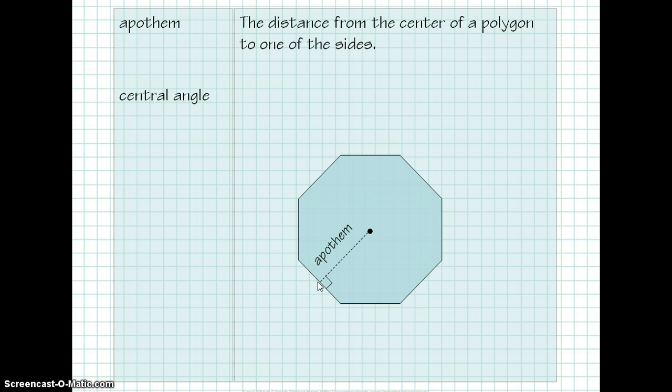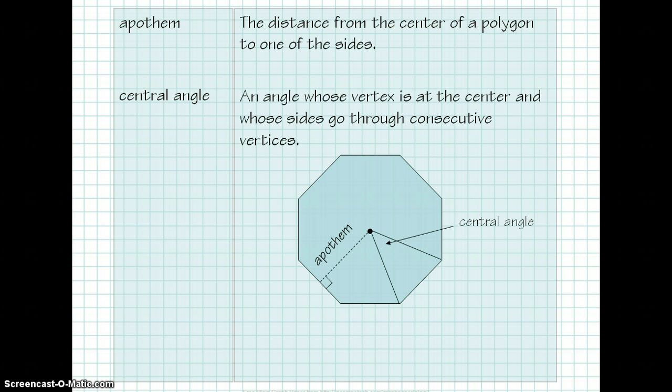Now the central angle is an angle whose vertex is at the center and whose sides go through consecutive vertices. So it's basically a wedge of the polygon. Okay.